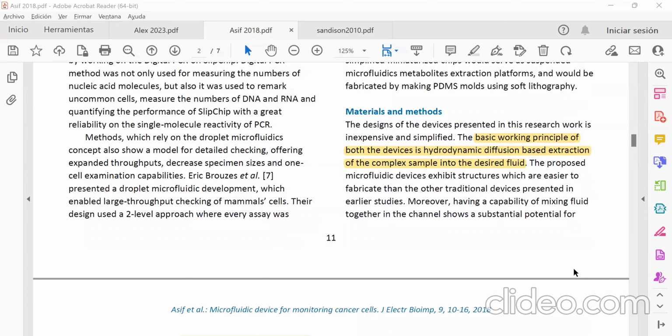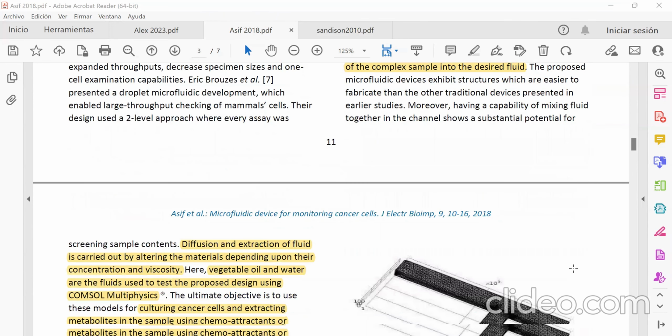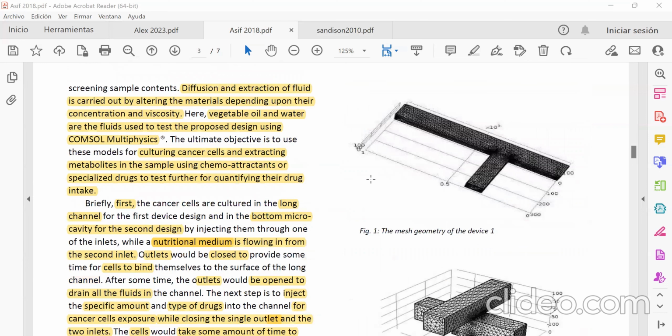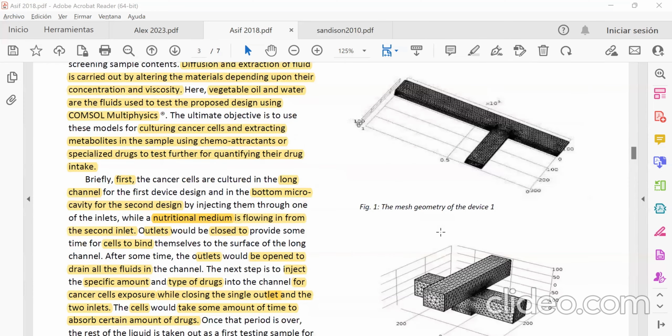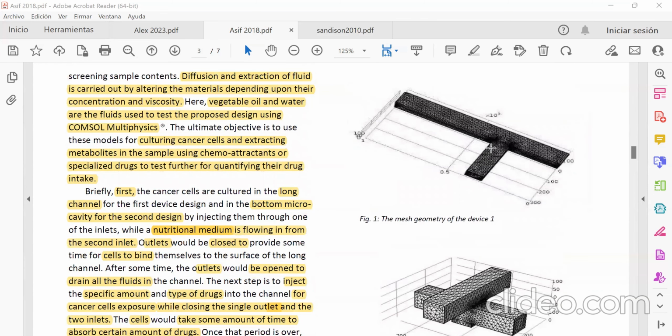In the materials and methods, it's important to mention that the basic working principle of these devices is hydrodynamic diffusion. At first you can see here the mesh geometry of device one. As I mentioned before, this is the long channel and this is the shorter one. And the second device is multi-layer, because this is the first layer and this is the second layer.